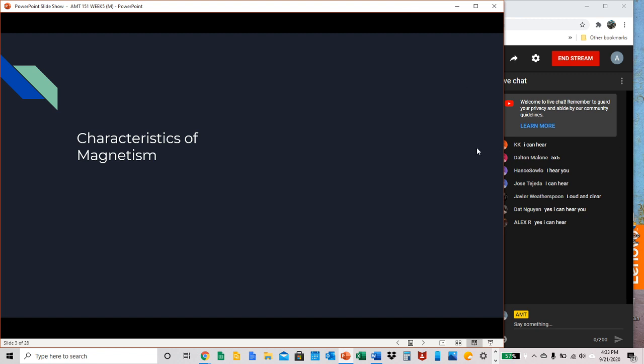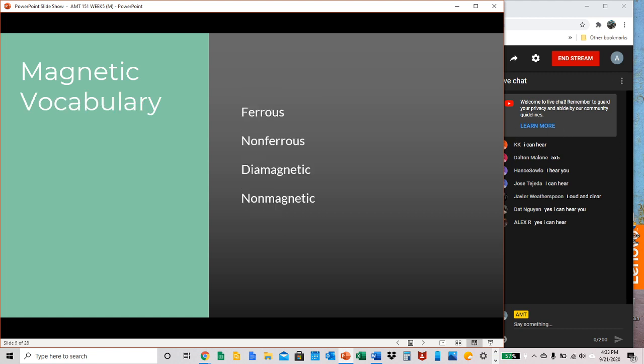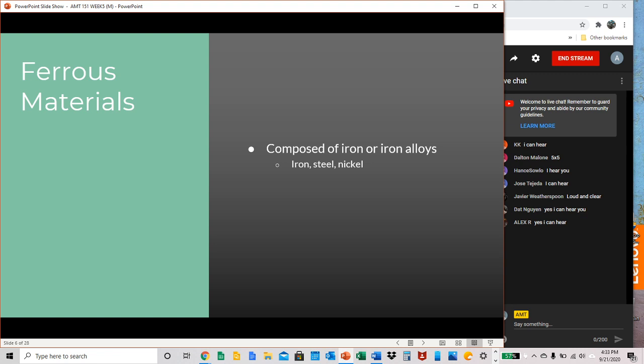Characteristics of magnetism. So magnets have properties that can attract certain metals, such as iron, steel, nickel, and cobalt. Magnetic vocabulary. You'll hear things referred to as ferrous metals, non-ferrous, diamagnetic, and non-magnetic. There's also paramagnetic, but we don't deal with that too much. Ferrous metals are composed of iron or iron alloys. These can be things such as iron, steel, and nickel. There's other examples, but those are just a few.